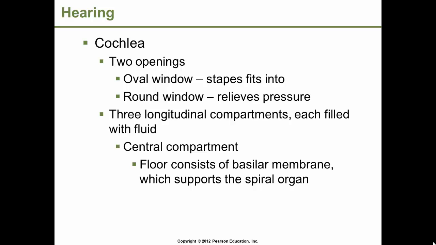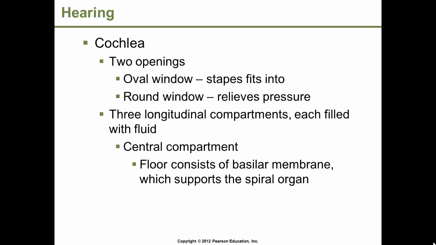The cochlea, which looks like a snail, has two openings, the oval window and the round window. The stapes, one of the three bones of the middle ear, fits into the oval window. The round window helps relieve pressure created by the oval window.